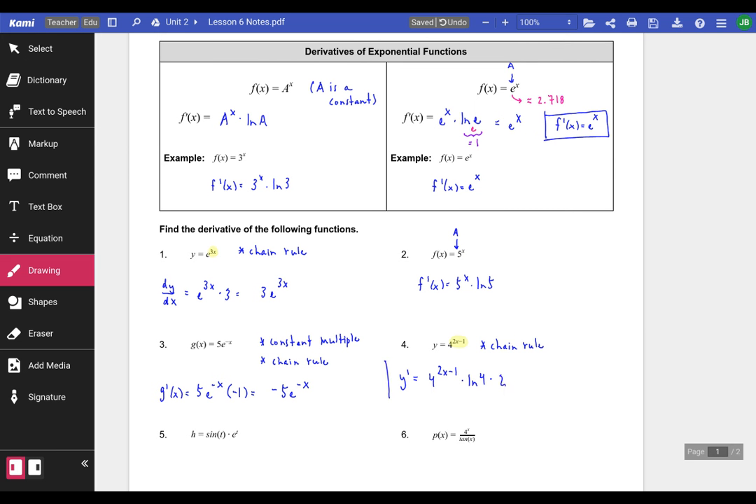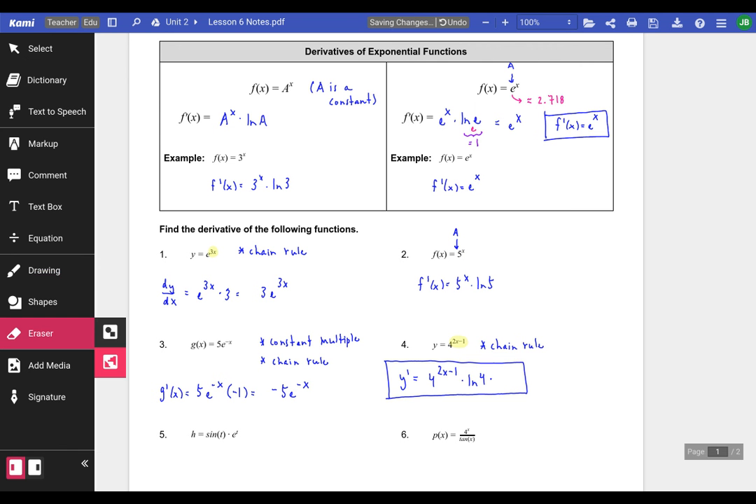Now it's really important to notice here, there's nothing I can do to simplify. I cannot multiply that 2 with the 4 because 4 is the base of that exponential function. So there's nothing else I could do to simplify that function.